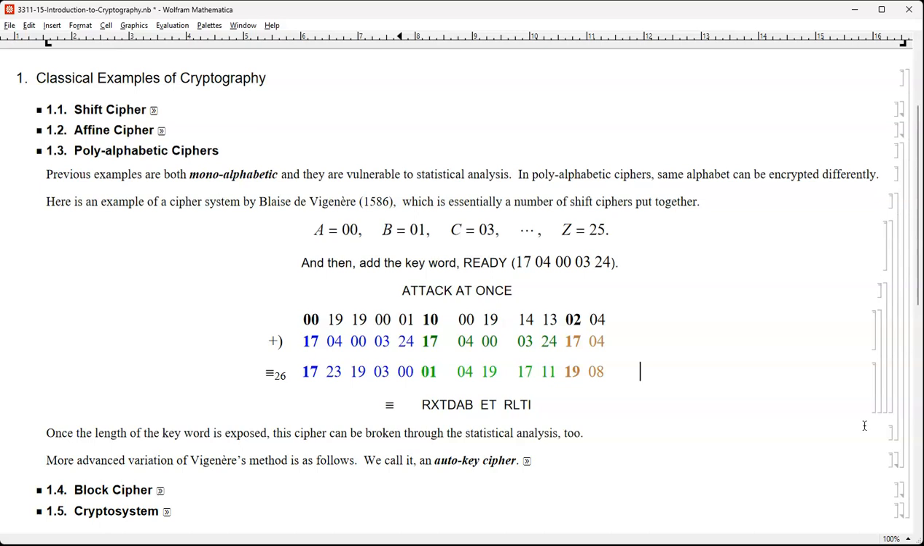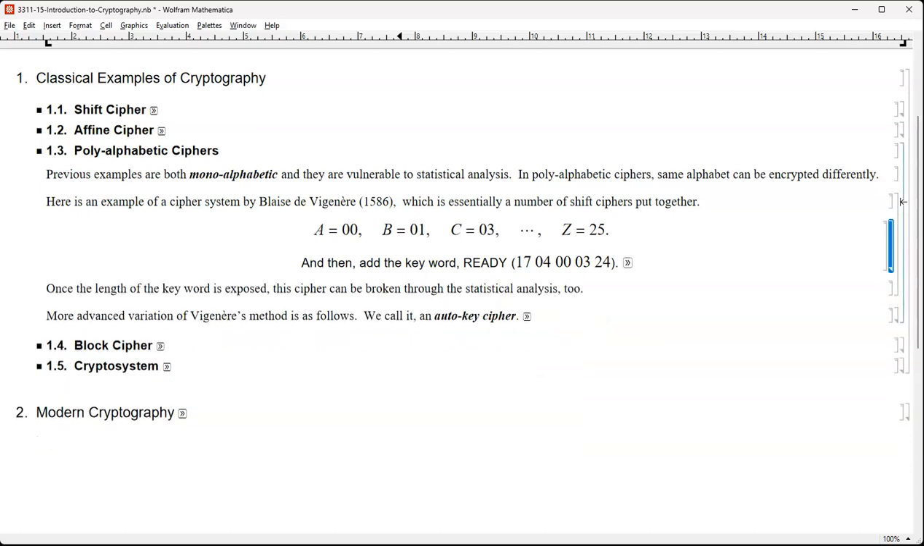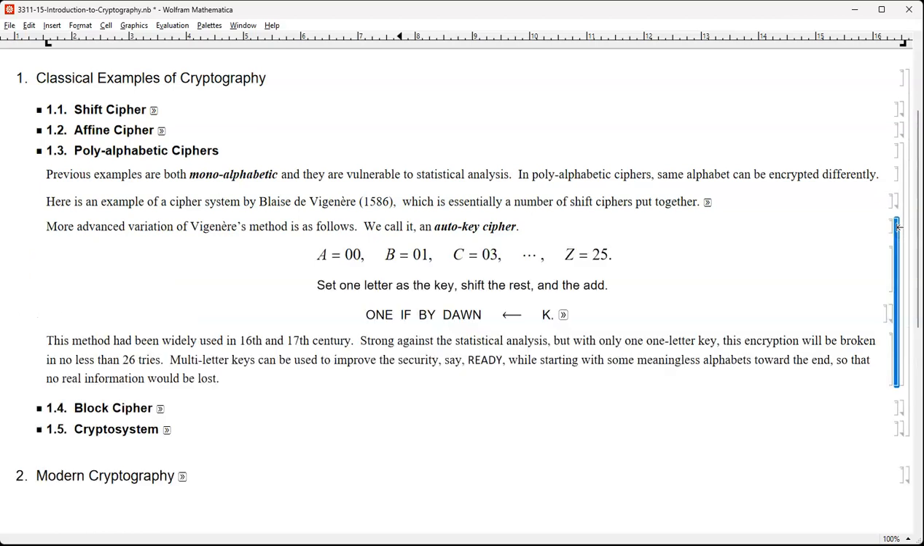So this is, of course, an improvement compared with the previous method, but still it has its own vulnerability against statistical analysis. How do we remove that vulnerability? Well, one way to do that is auto-key cipher, and that too was introduced by Vigenère through France, but it's still unclear whether this is by Vigenère or he was just a messenger from some unknown scholars in Italy.